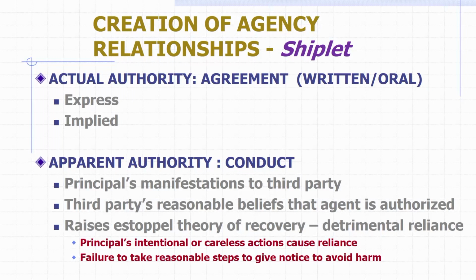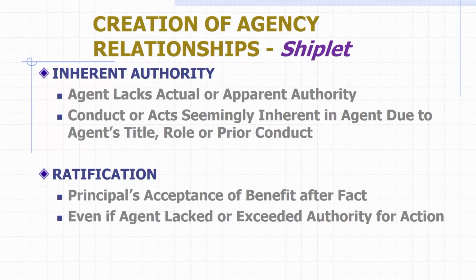Other thoughts on it, though, folks? But as they say in late night TV, but wait, there's more, right? There's more, and you never get rid of agency authority. It's just always there. So there's inherent authority, right? This is when it's possible that the agent lacks either actual or apparent authority. Might the principal still be liable? They can, if what they're doing seems inherent in their title or their role or their prior conduct.